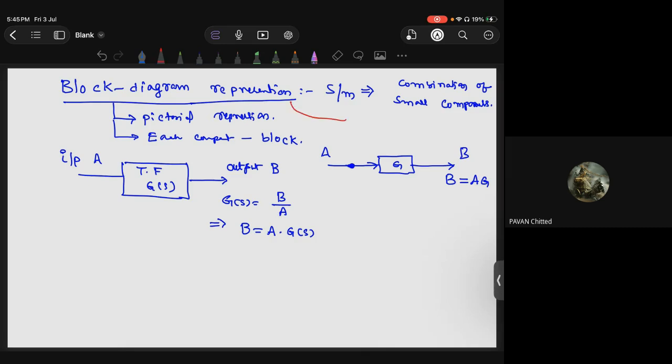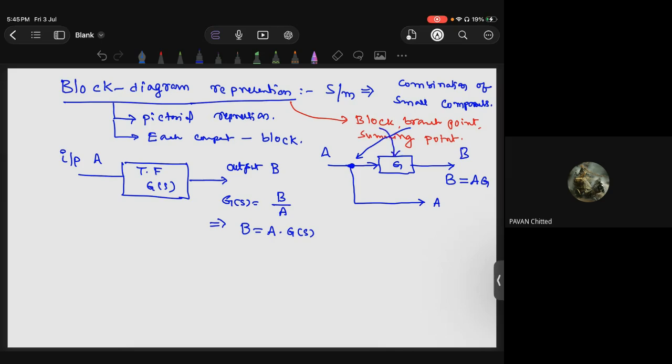Now we'll see different definitions here. We'll have three definitions: block, branch point, and summing point. To represent any system in block diagram representation, we will use these three definitions. We'll learn these three definitions now with respect to this system. Here, A is called the branch point, and this is called the block.